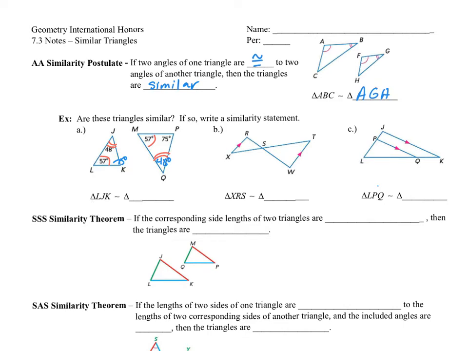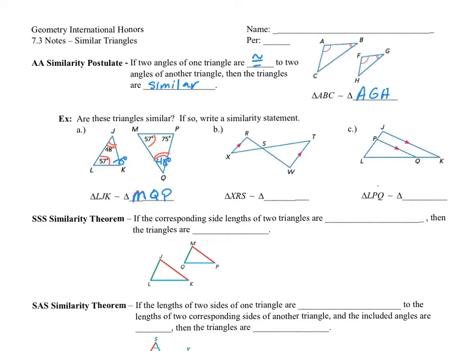So let's write a similarity statement. We're going to say that triangle LJK, L has one arc, so that would correspond to M, is similar to triangle M, and then let's see, J with two arcs would correspond to Q with two arcs, and then K with no arcs at all would correspond to P.